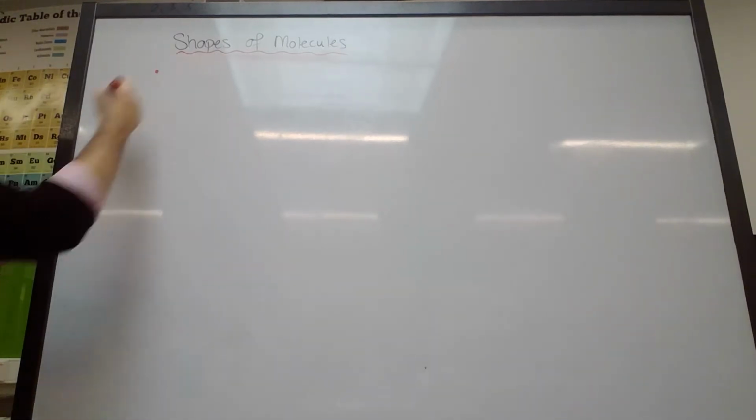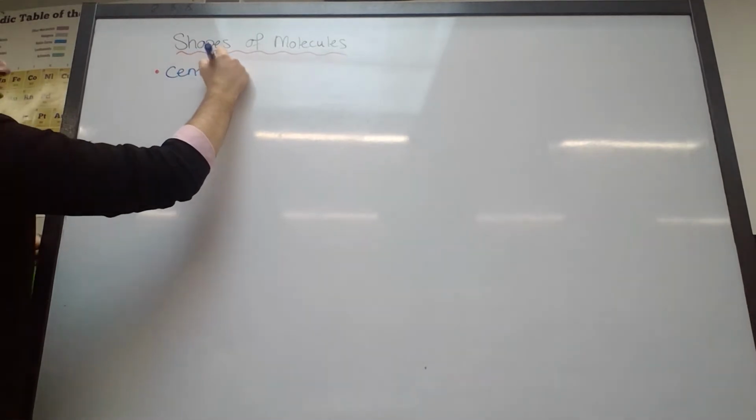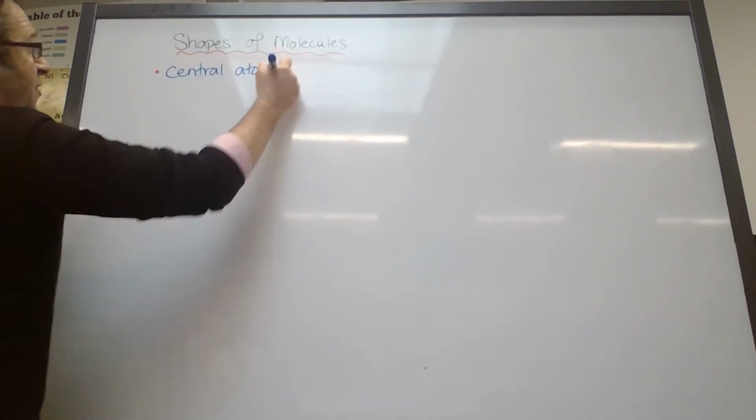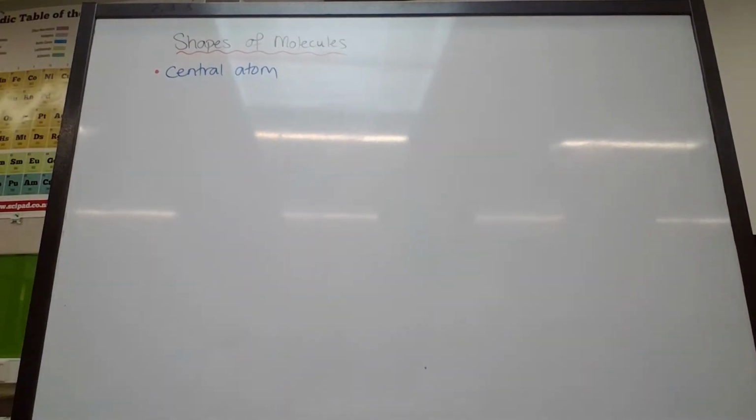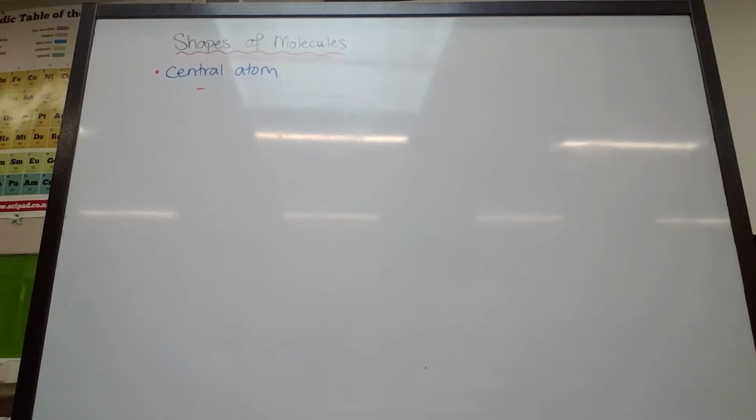So we've got a few things we have to consider. First of all, we're always focused on the central atom. We always look at the central atom first. And around the central atom, we ask ourselves a couple of questions. Question number one is, how many regions of electron density?